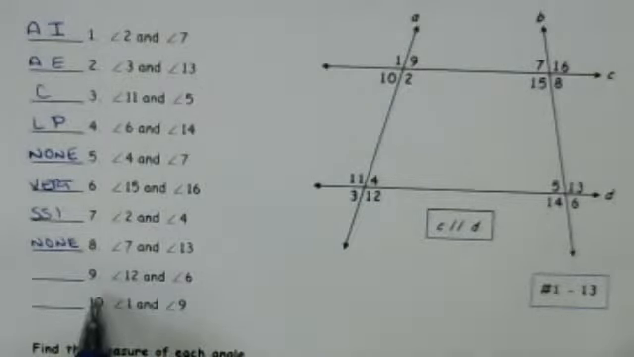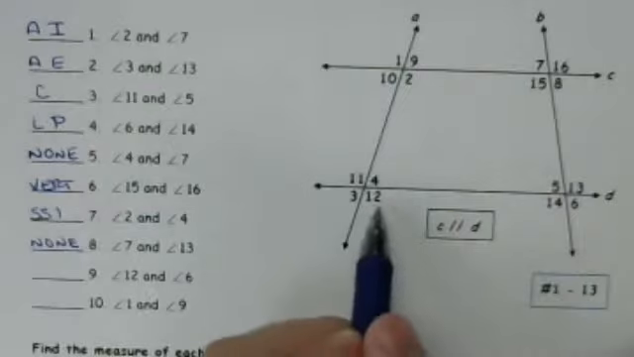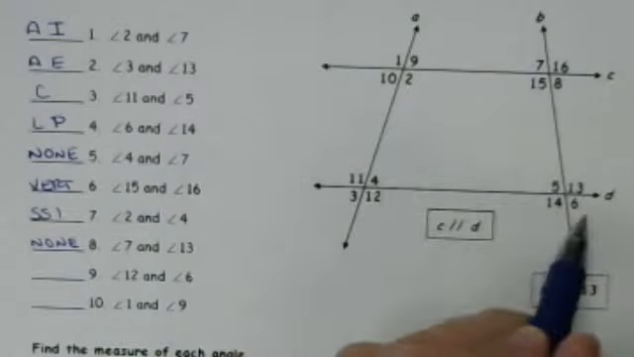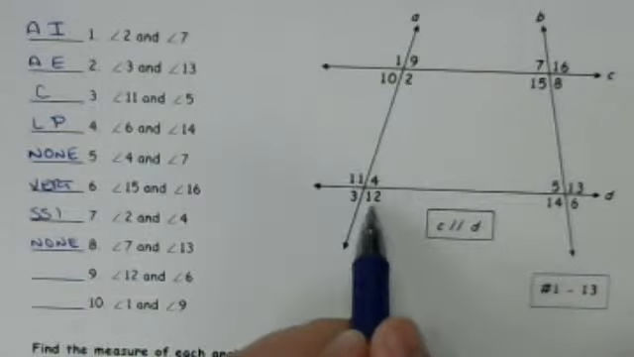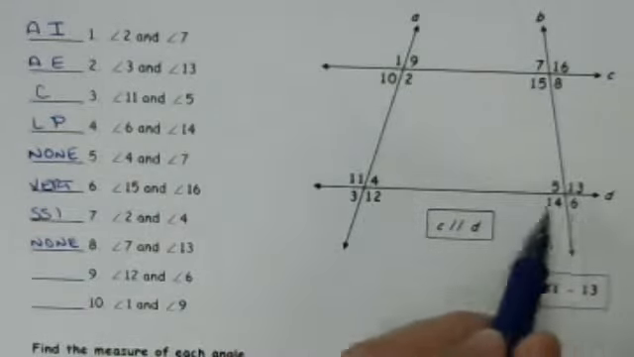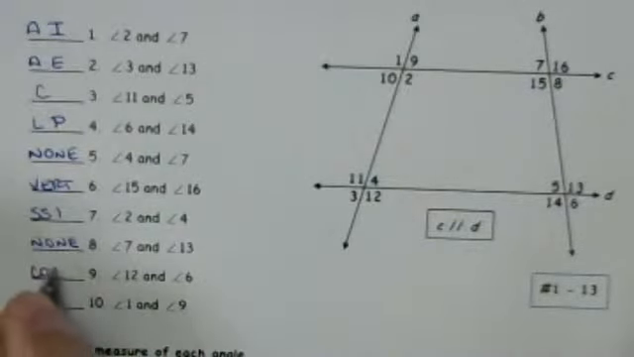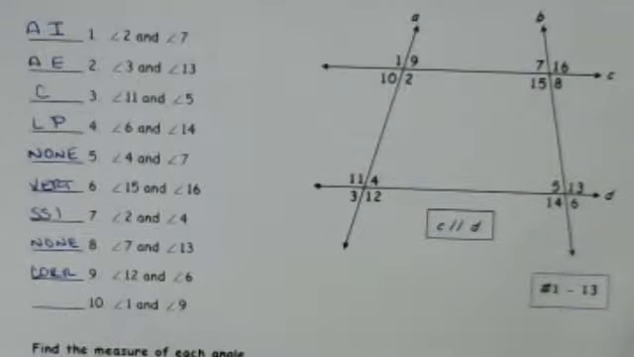Now, number 9, we're talking about angles 12 and 6. We have angle 12 here, we have angle 6 there. Now, you can see angles 12 and 6 are both in the bottom right-hand corner on each of the lines, so they are the same position, so they're corresponding.